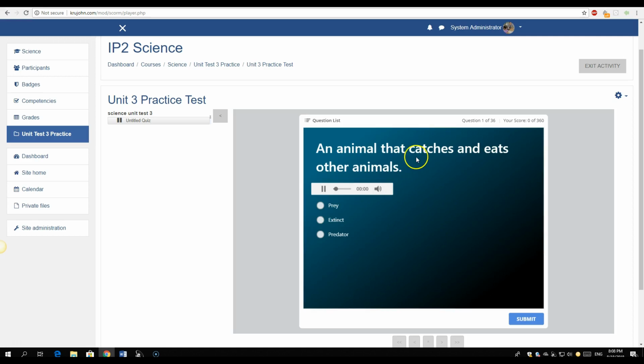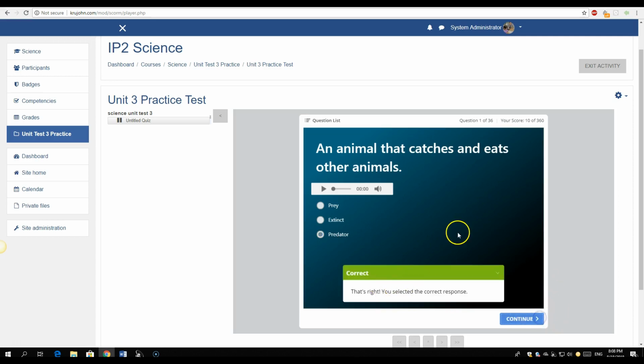Okay, an animal that catches and eats other animals. An animal that catches and eats other animals, that is a predator. Some examples of predators are lions, tigers, sharks. They're all predators. Predator.